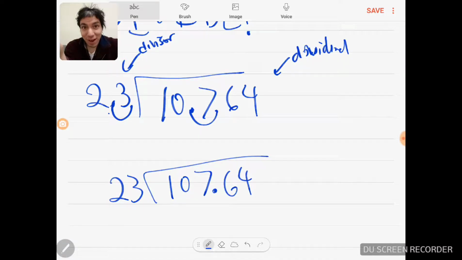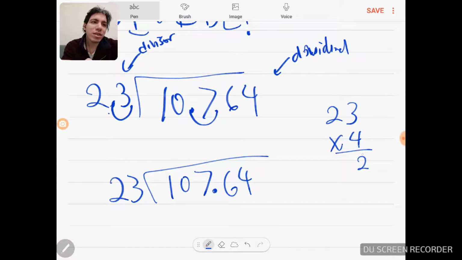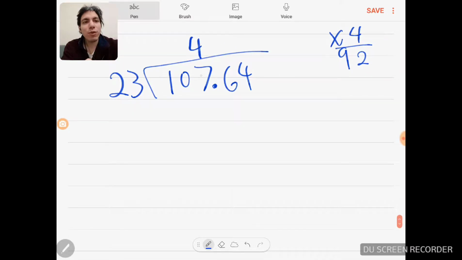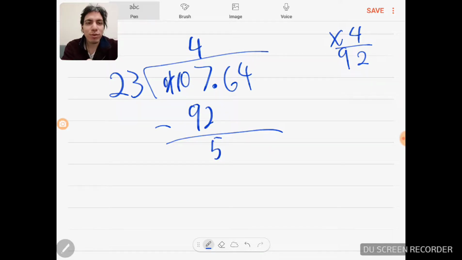I'm going to now rewrite the whole problem as 23 into 107.64. Now divide. So can 23 go into 1? No. 10? No. 107? Yes. 23, I'm taking a guess. I'm not going to say 5 because I know it's going to be too big. Let's say 4. 3 times 4 is 12. 4 times 2 is 8. Add 1 more is 9. So let's use 4. So 23 times 4 gives me 92. After I subtract, I get 15. Put the decimal point right there.